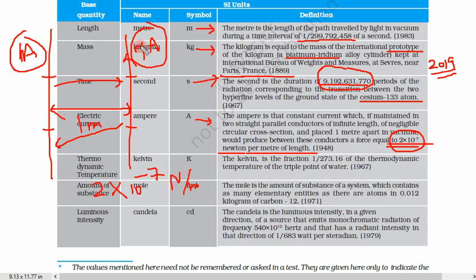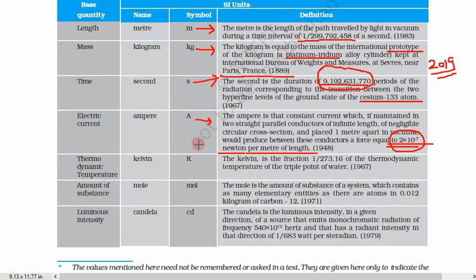If suppose this current is 2 ampere, then this force will be high. Then this wire will put more force on this. If this current is more than 1 ampere, the force is more; if this is less than 1 ampere, this will put less force. So in this way we calculate that current flowing in the wires is 1 ampere. Now we have learned about ampere.